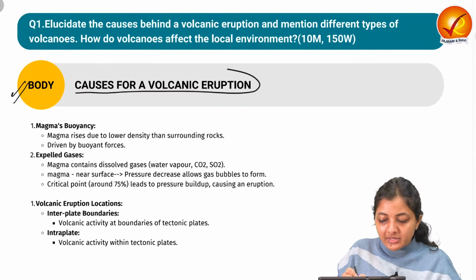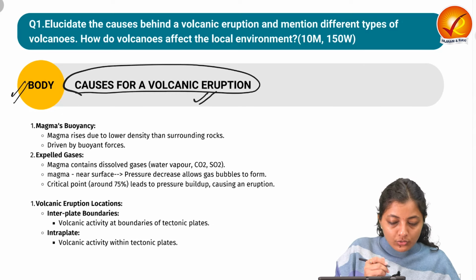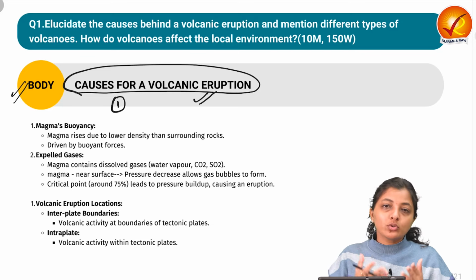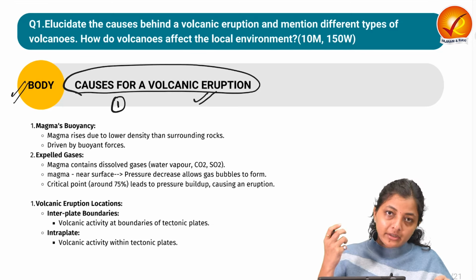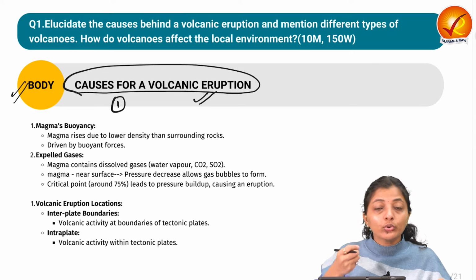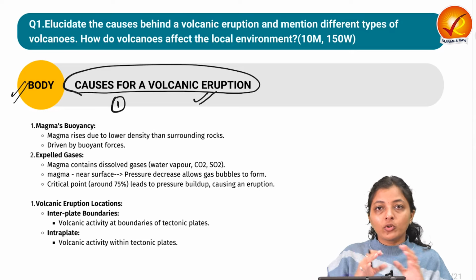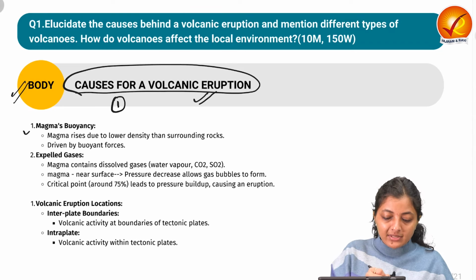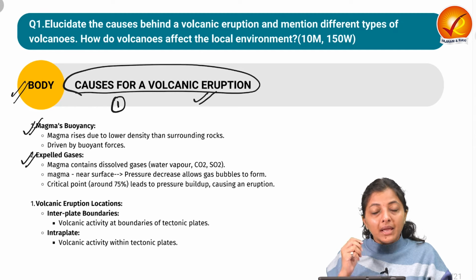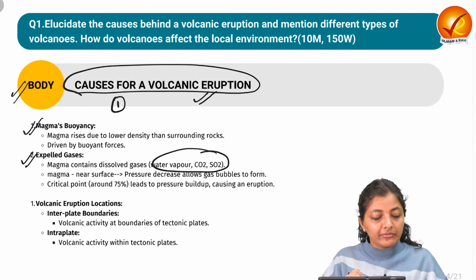In the body part, the first demand of the question is about the causes for the volcanic eruption. So the very first point is magma rises and it floats upwards, driven by the buoyant forces, and when it rises upwards due to its low density, the surrounding rocks, it rises upwards and explodes. So the very first thing is about the magma buoyancy, and the second thing is magma contains dissolved gases like water vapor, carbon dioxide, sulfur dioxide.